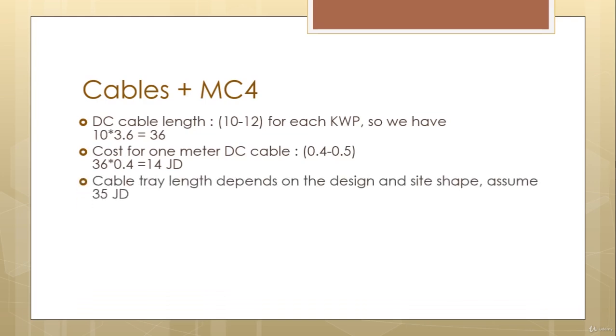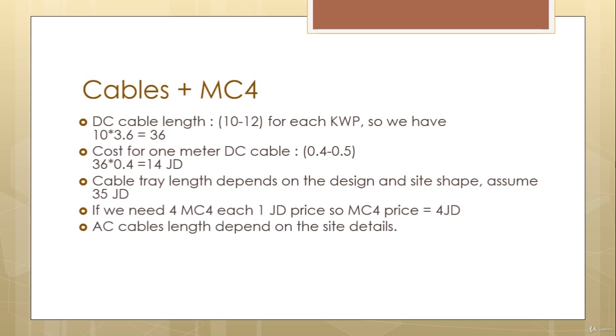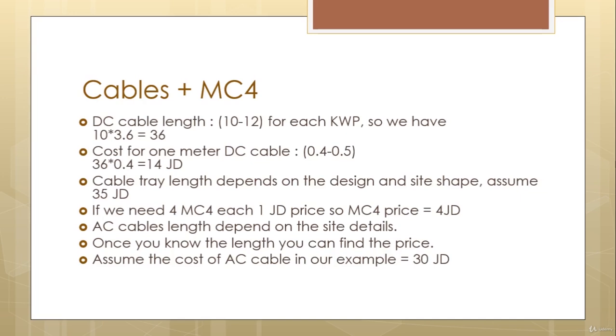Cable tray, which is the part that saves the cables from the weather conditions. It depends on the design and site shape. Assume 35 JD for the cable tray. If we need 4 MC4 connectors, each 1 JD price, so the MC4 price equals 4 JD. AC cable length depends on the site, as we discussed before, the location of the inverter and the MDP, which is the main distribution panel. So assume the cost of AC cable in our example is 30 JD.